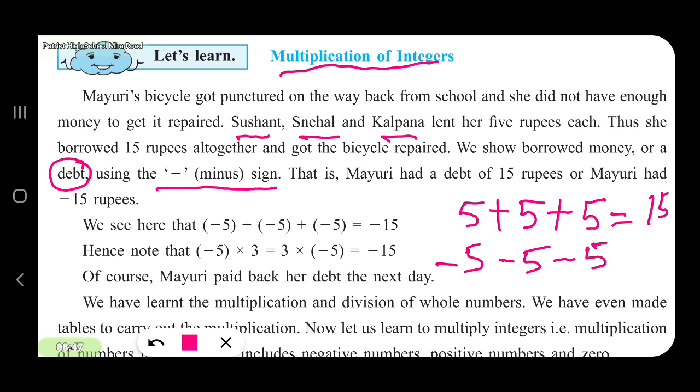So Mayuri received minus 5 from one friend, minus 5 from another, and minus 5 from the third friend. So in all she received 15 rupees. So we will show it as minus 15. Suppose the next day she returns the sum. So 15 minus 15 will be 0. So her debt will be 0. When she returns the money, that means her debt is now 0. Earlier the debt was 15, which is represented by minus 15.